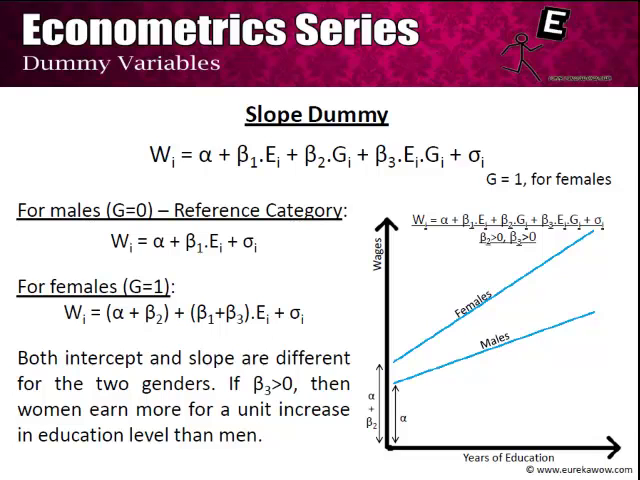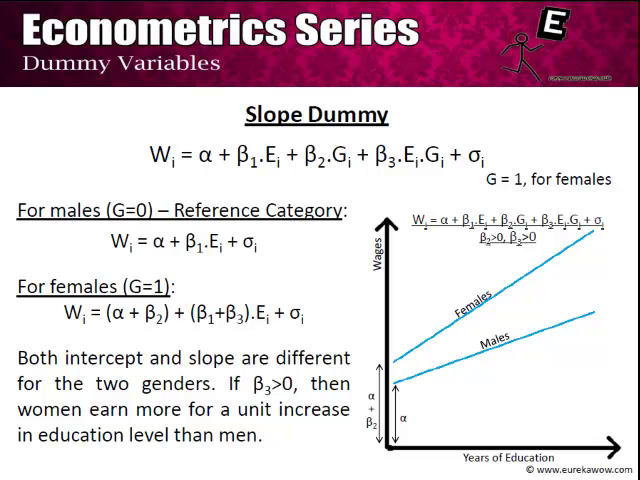Hence, unlike in the previous cases where we would have only seen the difference in the intercept as represented by beta 2, we now see that there's a difference in the slope also, which is beta 1 plus beta 3. If beta 3 is positive, then women are earning more for a unit increase in education level than men are. That is, women for every unit increase in the level of education are getting a salary which is beta 1 plus beta 3 units higher, whereas men for the same increase in years of education are getting a salary which is only beta 1 units higher.